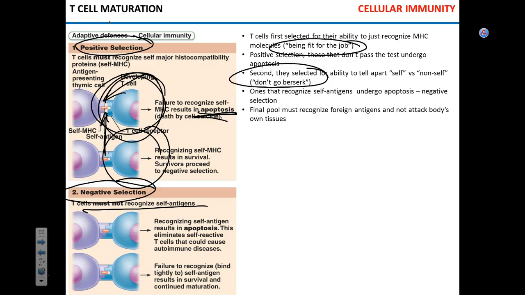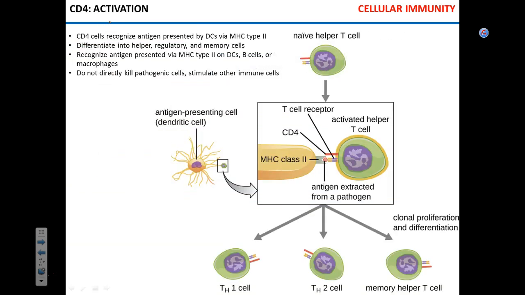Got it? So basically, in the first case, you have an immunodeficiency. In the second case, you have autoimmune disease. Now, what can T cells do? So what happens during activation?